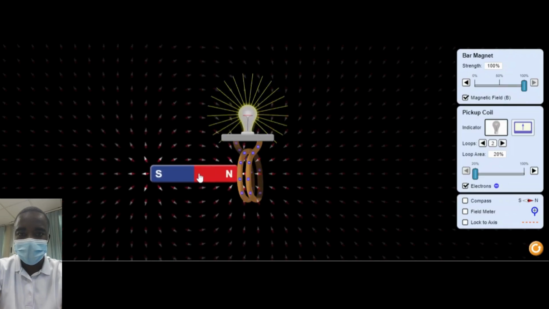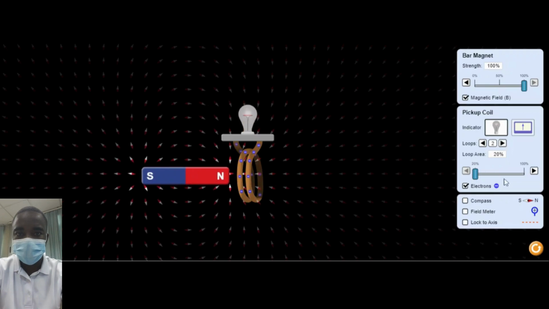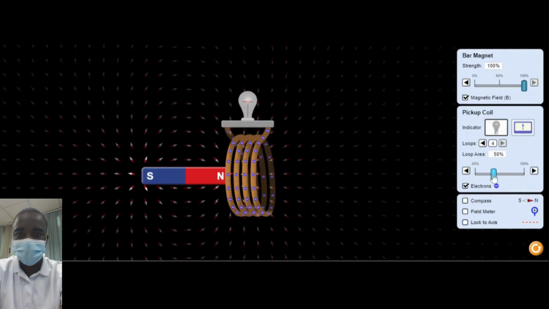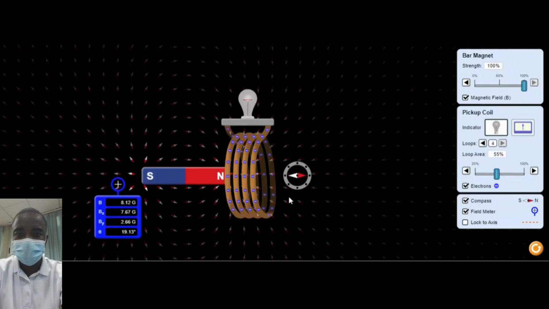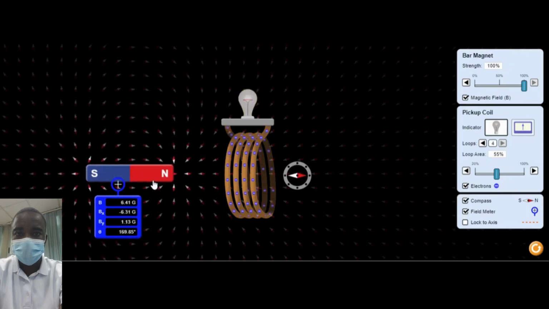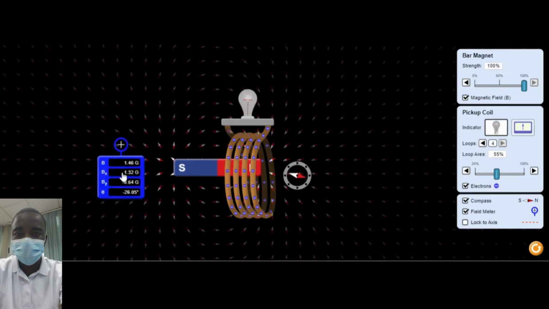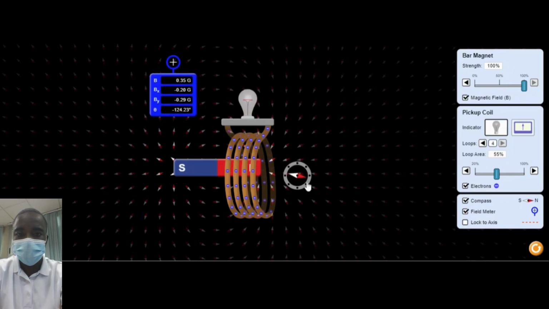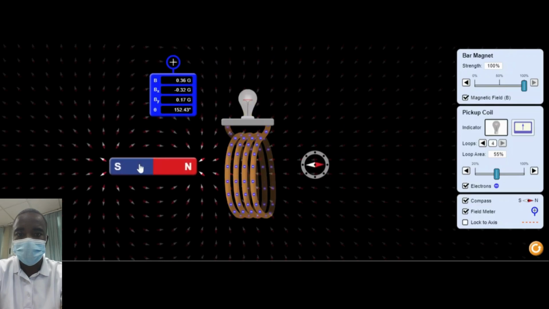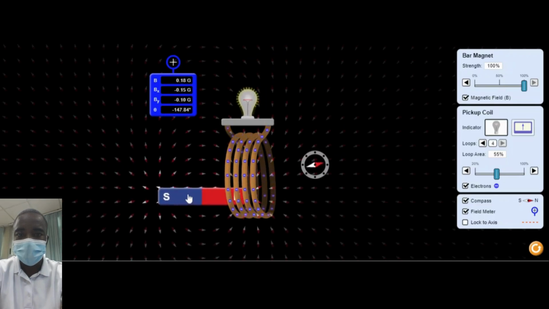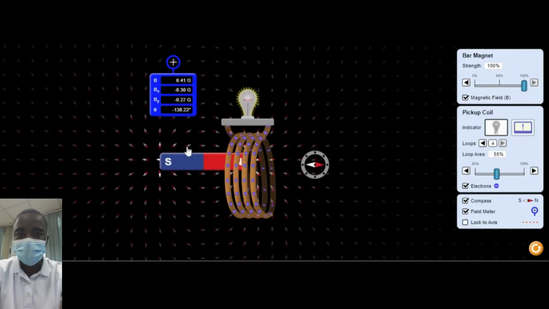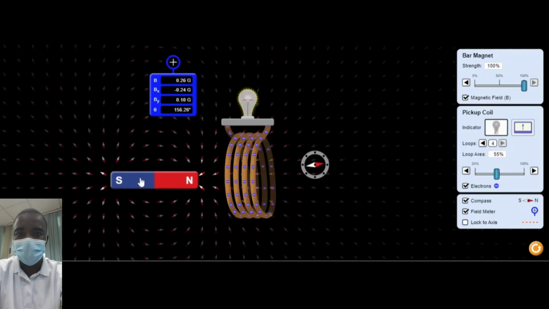The simulation is divided into several parts: the pickup coil, electromagnet, transformer, and generator, each offering unique insights into different aspects of electromagnetism. The pickup coil part of the simulation allows students to move a magnet through a coil to induce an electric current. By moving the magnet in and out of the coil, students can observe how the changing magnetic field induces a current in the coil.